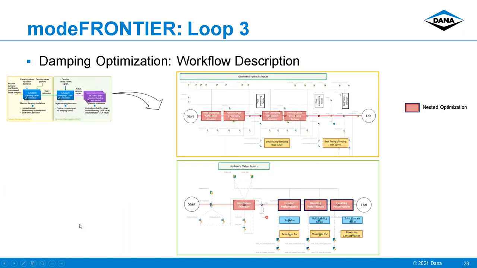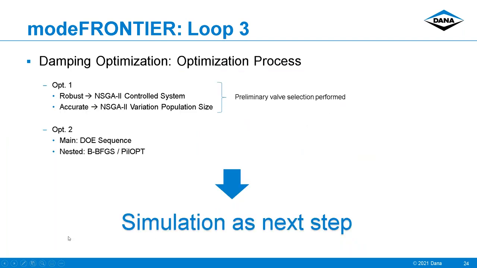As for the other loops, the modeFRONTIER workflow follows the conceptual one, and it is illustrated here with the division into two sub-optimizations. For the dynamic aspects of comfort, handling and traction, it was necessary to use different nested optimizations. Precisely because of this division into two sub-optimizations, the optimization strategy differs a little from the previous loops. A robust optimization coupled with an accurate one was chosen for the first sub-optimization, while for the second one, instead, a DOE sequence was chosen. That is an evaluation of all possible valve combinations starting from the portfolio.